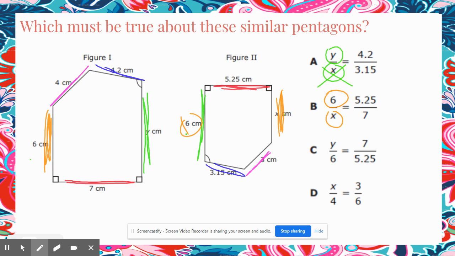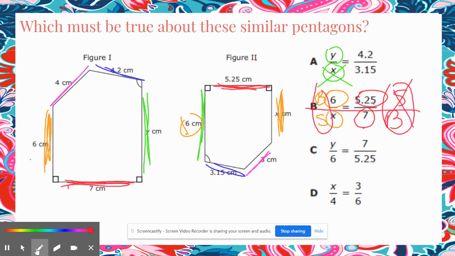So I went from figure 1, which is the bigger figure, with 6, to X, which is the smaller figure. And now I'm going to look at 5.25, which is red, and 7, which is also red. So the colors are right. We went from 5.25, which is on the smaller figure, to 7, which is on the bigger figure. Do you notice it's bigger over small and small over big? We can't have that, so it's not going to be that answer.